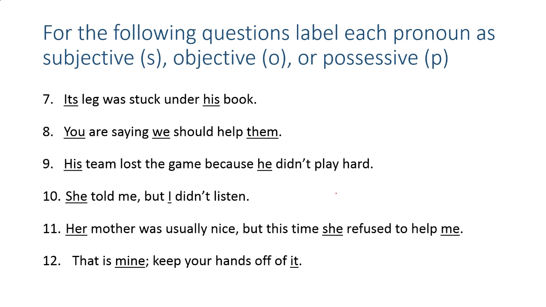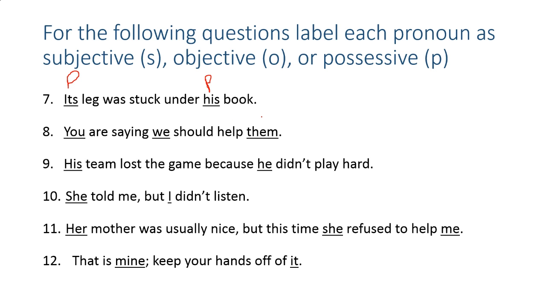Push pause if you haven't already. Okay, we're back. Its leg was stuck. It owns its leg. Maybe it's a table leg or whatever, but it's definitely a possessive. Was stuck under his book. That's also his. He owns the book, so it's possessive again.